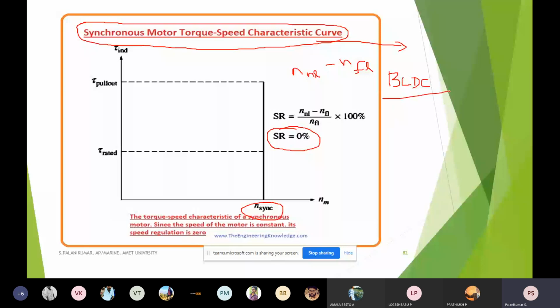Now, I think the Chevrolet model, the Chevrolet electric vehicle, they have used a brushless DC motor only. It is an American and Chinese collaboration, and that particular engine is manufactured by them.